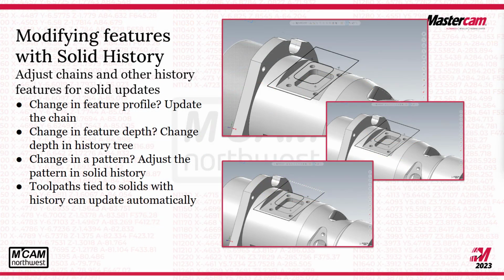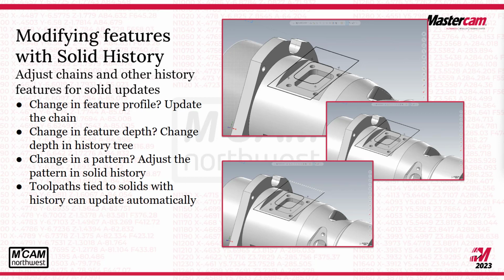So the next thing I want to talk about is the big thing here. This is going to be modifying your features with solid history. When we have everything tied to a solid history, it means that we can make modifications to that history and it changes our part automatically. And there's a couple ways we can do this. We can either modify our chain if we want to change the profile of something we've done, or we can change the solid feature settings itself.